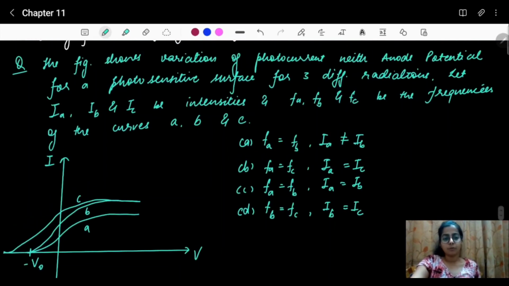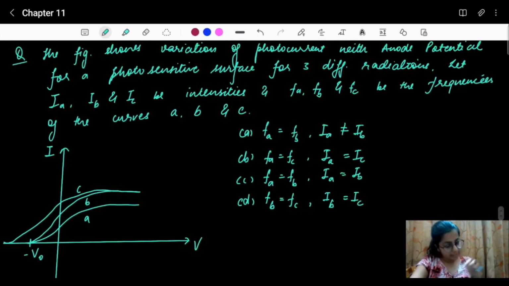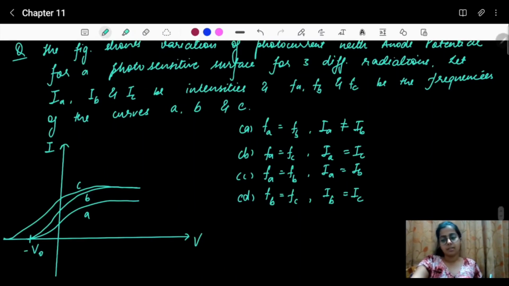So the figure shows variation of photocurrent with anode potential for a photosensitive surface for three different radiations. Okay, let IA, IB and IC be intensities. So intensities for each curve A, B and C is IA, IB and IC. And FA, FB and FC be the frequencies of curve A, B and C. So frequency of that light is given FA, FB and FC. Now you have to choose which of the following is correct. So you have to compare between the intensity and I is not the current, I is the intensity. And you have to compare between the frequencies.